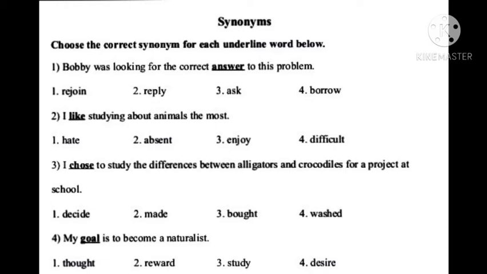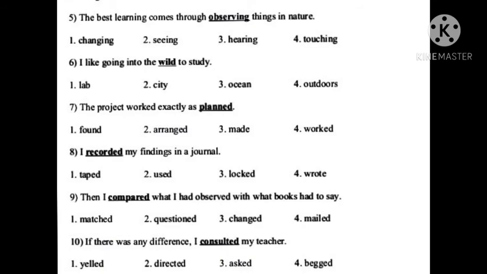Now let us see the other. The best learning comes through observing things in nature. When we observe things in nature, observing means seeing. So what do we do with nature? Actually, we see nature. So we can't say changing. Hearing and touching are different things. So observing is nothing but seeing. The word is seeing. In this way we try to collect and get information just by reading the sentences.